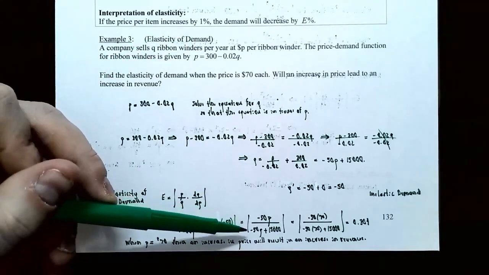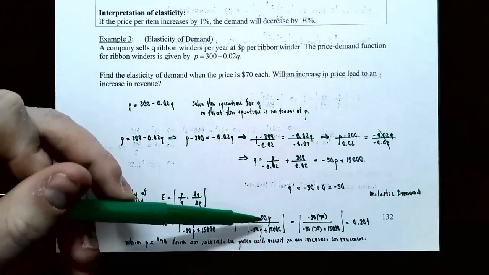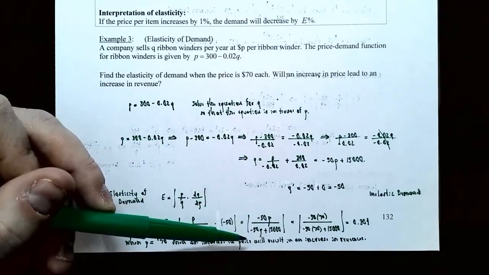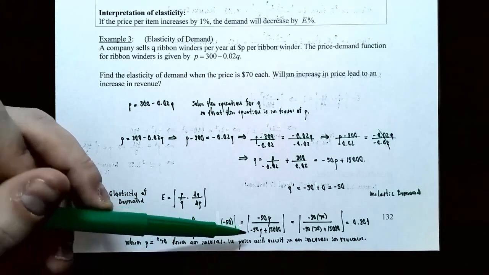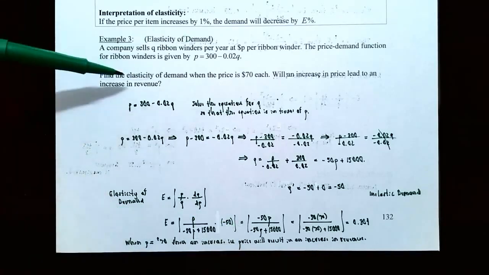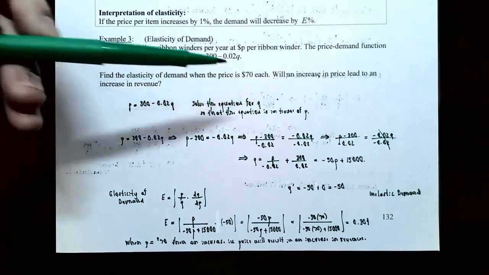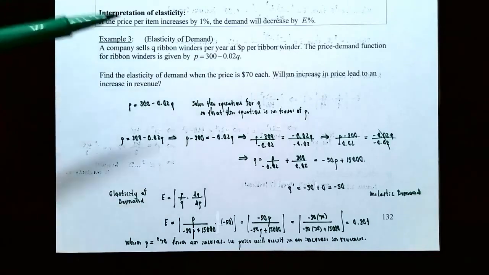And this is simplified as far as possible. You can't simplify any further because there's two terms in the denominator and there's only one term in the numerator. So this is called elasticity of demand. Now let's find out what is the elasticity of demand when the price is $70.